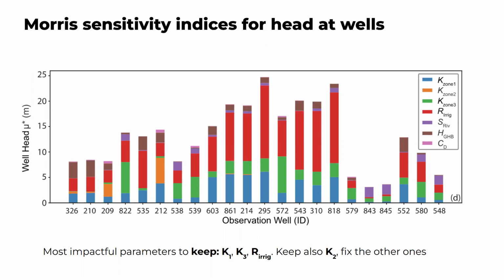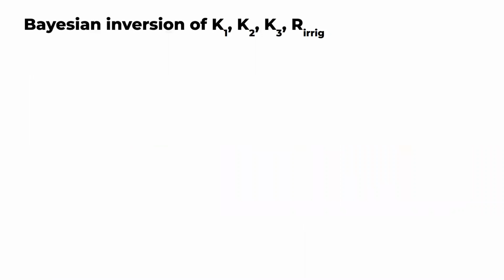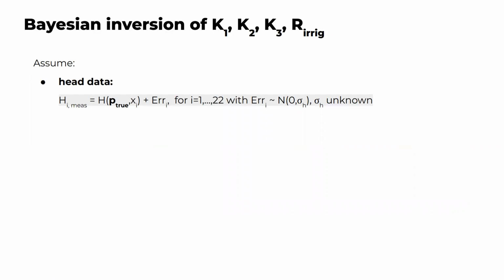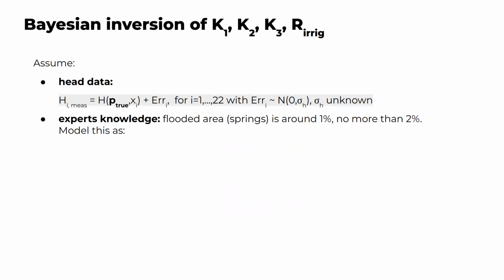So now that we know that 4 out of those 7 parameters are what matters, we do Bayesian inversion of those 4 parameters. Again, remember that we have 22 head data. We don't know the measurement error. And we know from expert knowledge that the area of the region where there's springs, where water naturally comes out of the ground, is around 1%, not more than 2%. So those 140 springs cover at most 2% of the land. Anything more than that is unacceptable.